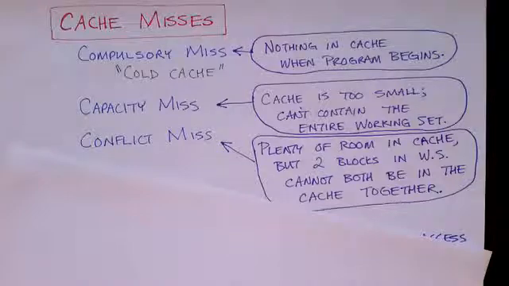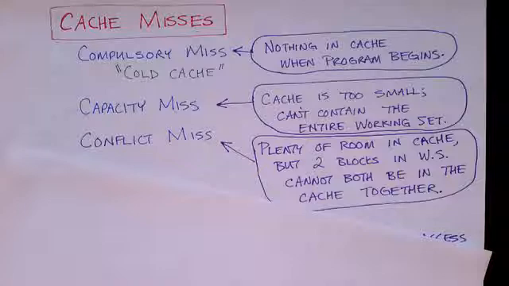For some computers, the cache might be just too small to contain the entire working set. And if the cache is too small, then we can't get the entire working set into the cache, and so we're going to have misses as a result of that. And those are called capacity misses. The idea is that if you could make the cache a little bit larger, those misses would not be happening.